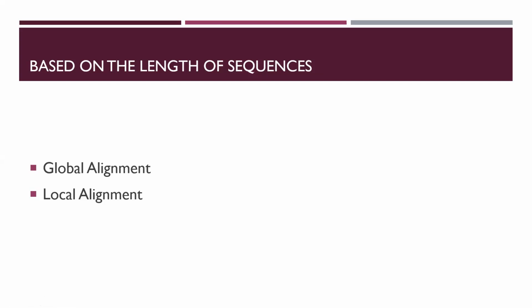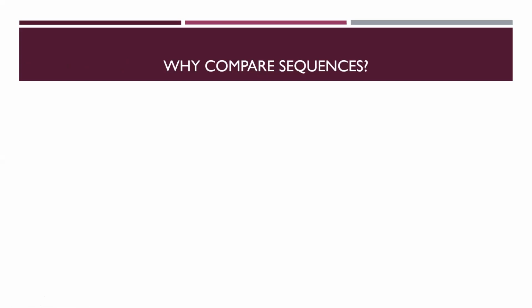What is sequence alignment? Why is it carried out? What are the different types of sequence alignment? Depending upon the number of sequences involved, we have pairwise sequence alignment and multiple sequence alignment. Why do we do pairwise and multiple sequence alignment? I discussed that. Then, based on the length of the sequences, we have global alignment and local alignment.